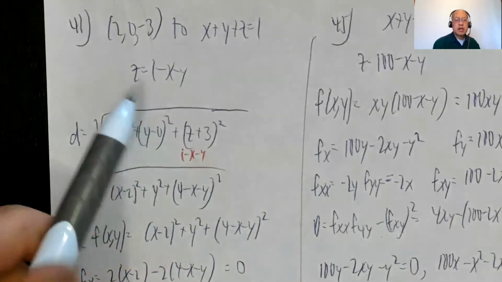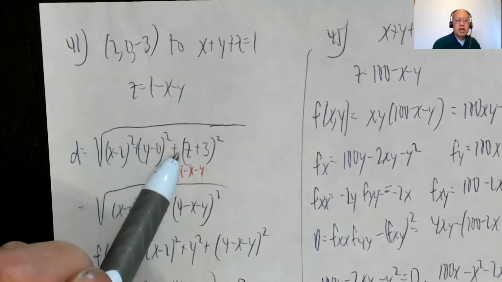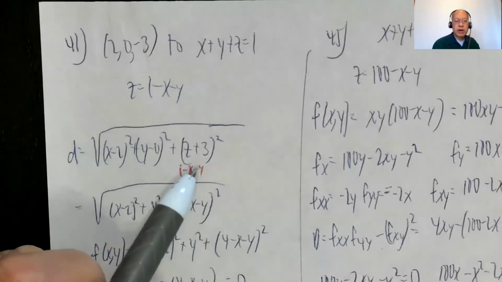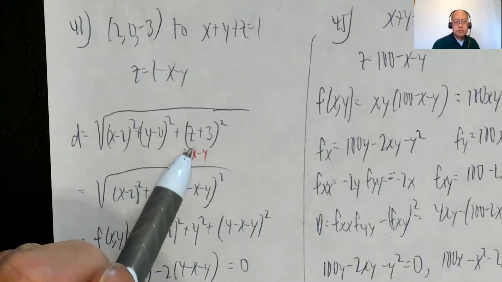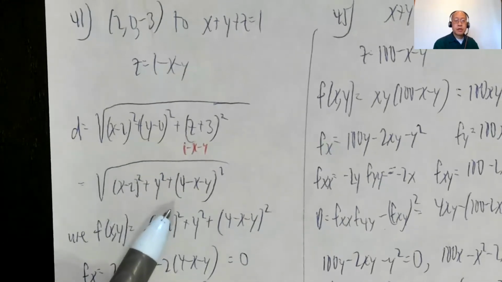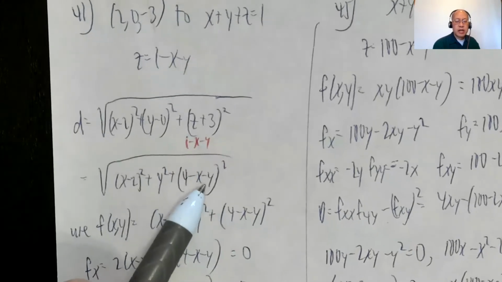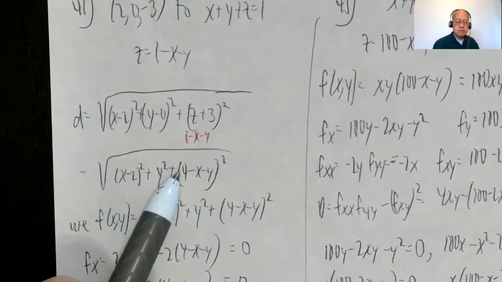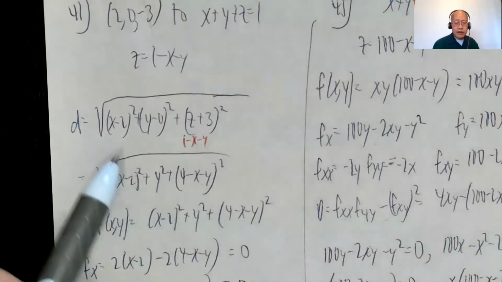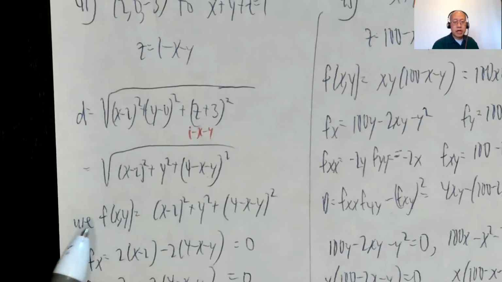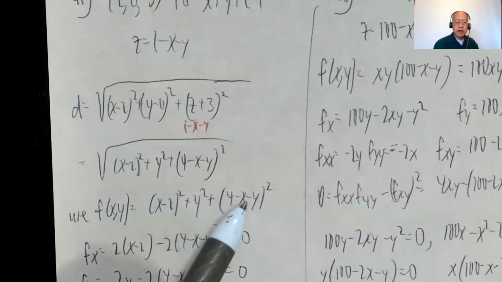So the distance, using the distance formula, is the square root of x minus 2 squared plus y minus 0 squared plus z minus negative 3 squared. Okay, but z is 1 minus x minus y. So put in 1 minus x minus y. I have 4 minus x minus y squared. So this is d, but the same x and y which minimizes this will also minimize the square of that. So it's much easier to use f of x, y is x minus 2 squared plus y squared plus 4 minus x minus y squared.